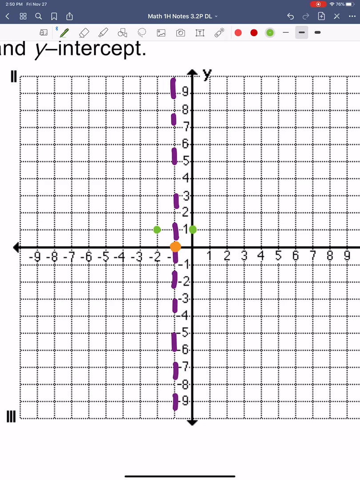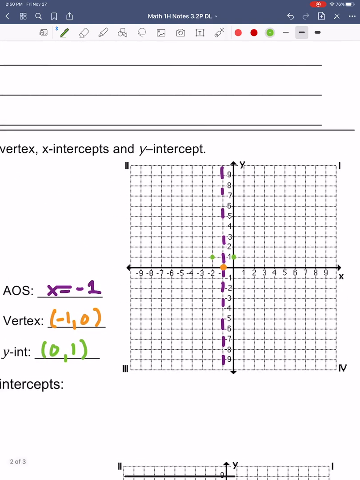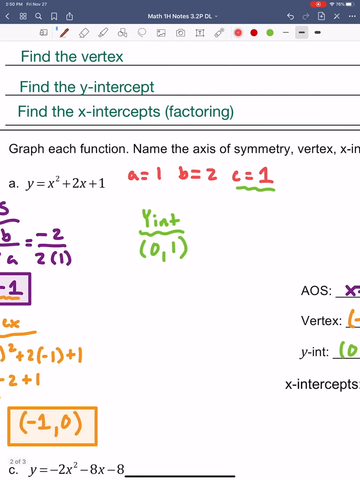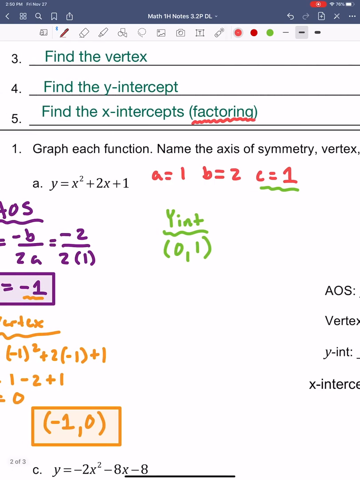All right, we've got enough to sketch our parabola, but remember, it's also asking me for the x-intercepts. So notice above, it says to find the x-intercepts, you're going to have to use some factoring. So I'm going to go ahead and take my equation here. All right, I'm going to set it equal to 0. So let's jot this down here. We've got the x-intercepts is what we're going to find here.